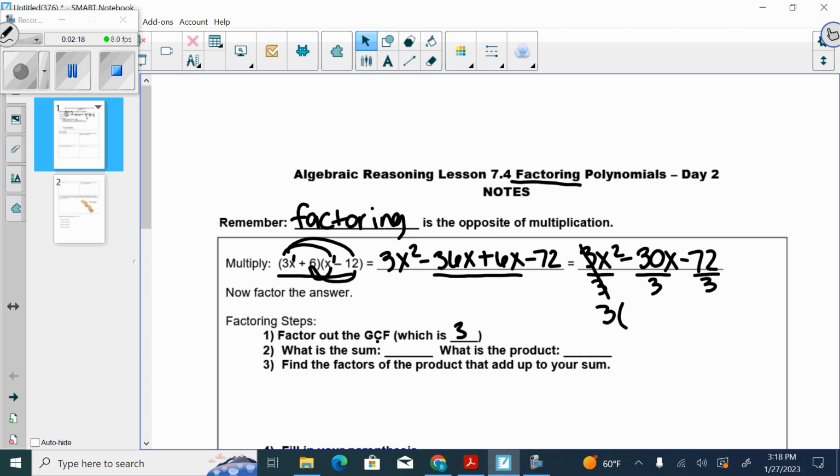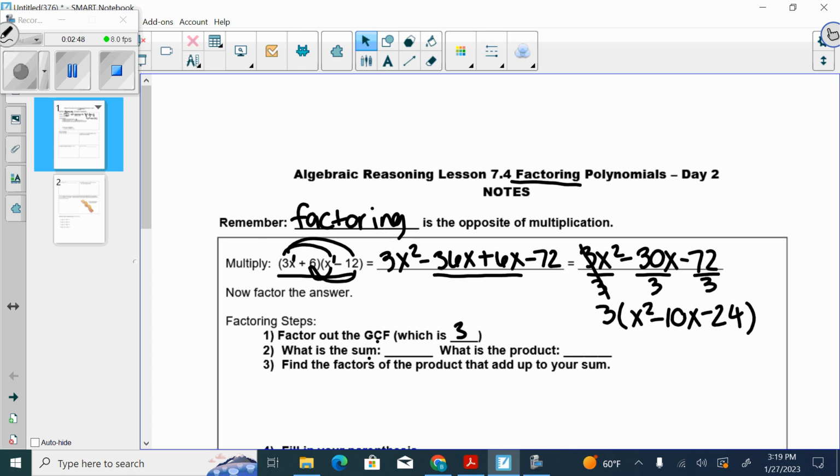Okay, so if I go through and divide all of those by 3, here my 3's divide out, right? And we're just left with x squared. What's negative 30 divided by 3? What is it? Good. And there's still an x with it. What about negative 72 divided by 3? Good.